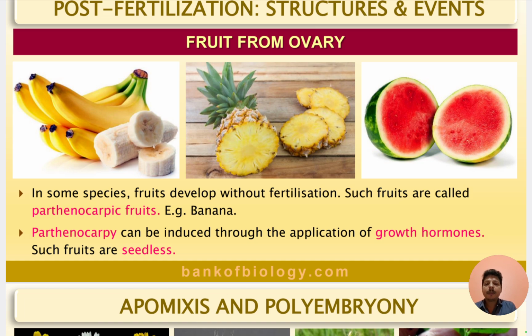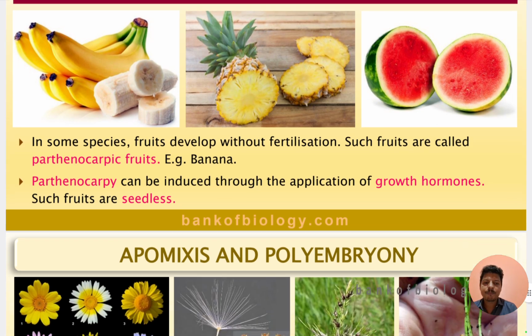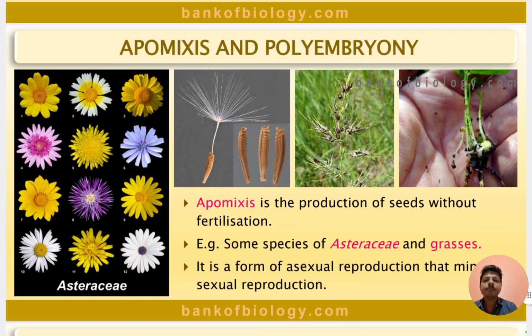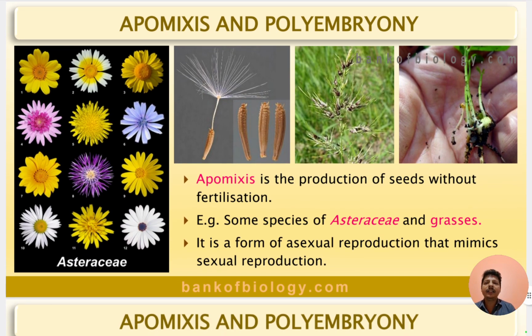In some species, fruit develops without fertilization, and such fruits are called parthenocarpic fruits. Example, banana. Parthenocarpy can be induced through the use of growth hormones: auxins, gibberellins, cytokinins. Such fruits are called seedless fruits, mostly used in beverage and juice factories.